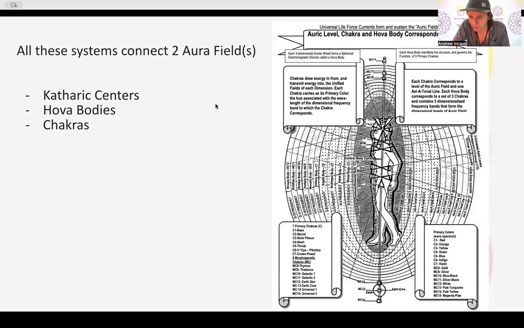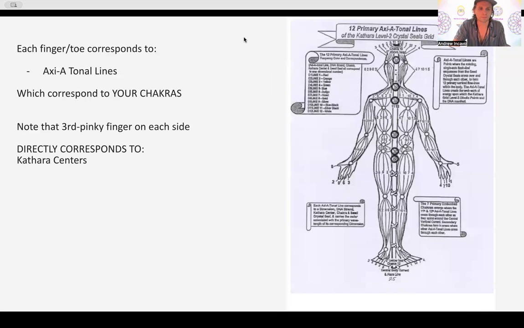You can read the colors here. You can read the primary chakras. We kind of already covered those. Let's move on. So these are Axi-A tonal lines. Basically, I've just gone through the whole stack. Your chakras and your auric field line up to these Axi-A tonal lines within your body. So these are the energy flows within your body. So each finger or toe corresponds to an Axi-A tonal line, which corresponds to your chakras.